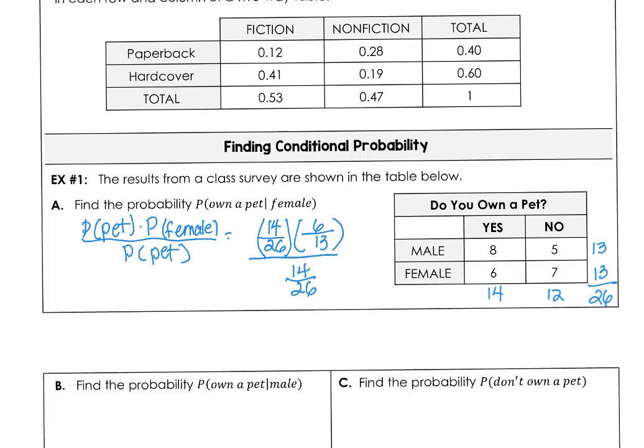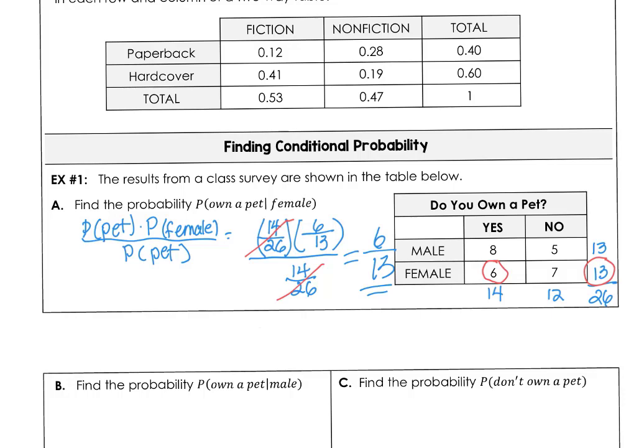So this is working hard when we could have just calculated the probability that you own a pet given that the pet was a female would be, yes, I own a pet, and that the pet was female would be 6 out of 13. So our probability using the formula looks like this, and simplified, it is a 6 out of 13 probability that you own a pet given that it was a female.